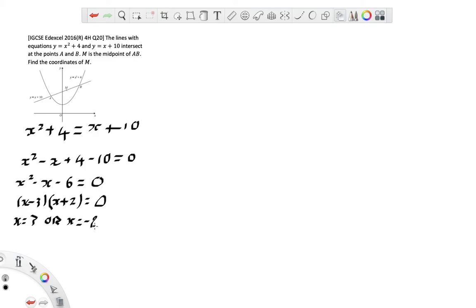And if we just look at our diagram here, well, the points of intersection, one is a positive x and the other is a negative because it's this side, obviously, of the line x is equal to 0. Okay, so we need to now find our corresponding y values. So we'll use this easier equation. y is equal to x plus 10. So when x is equal to 3, y is equal to 3 plus 10, so y is equal to 13.